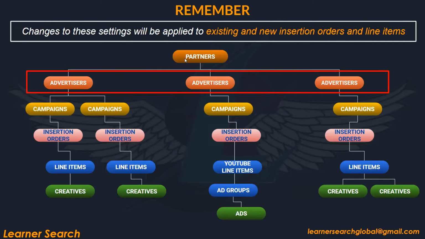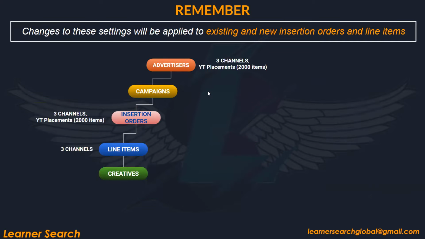So let's assume there is a partner and I created 3 advertisers. Under each advertiser we have campaigns. Campaigns are created under each advertiser. Let's assume I have given 3 channels. I excluded 3 channels and YouTube placements of 200 items at advertiser level. Whenever a new insertion order is created, these three channels will already get excluded. When a display line item is created, these three channels show as exclusion. In the exclusion list, these three channels are available. For YouTube placements, the exclusion list is available only for the YouTube lines.